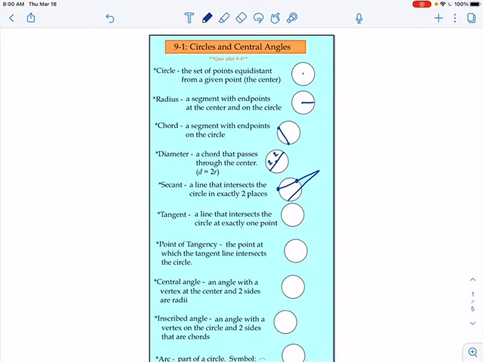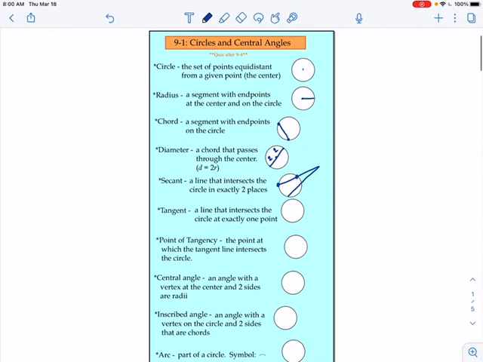Okay, a tangent line intersects the circle at exactly 1 point. So again, if I could draw 2 tangents to this circle here, touches once there. So that's 1 tangent, once there, that's another tangent. So there's 2 tangents in that picture now. The point of tangency is the point at which the tangent line intersects the circle. So again, if I draw 2 tangent lines, and we'll concentrate on this one, that's your point of tangency.